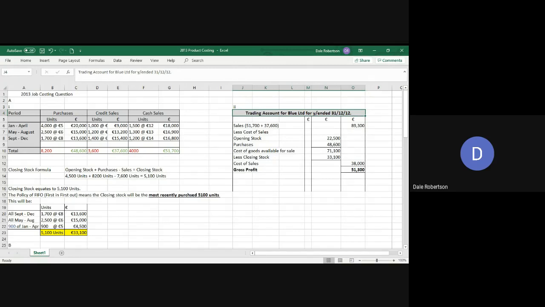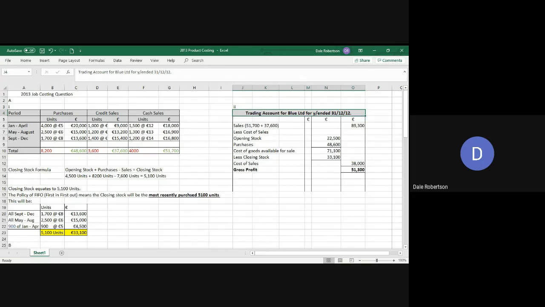Part A says Blue Limited is a retail store. It buys and sells one product. Nice and simple. The following information relates to its purchases and its sales for the firm for the year 2012. It divides the year into three parts: January to April, May to August, and September to December.